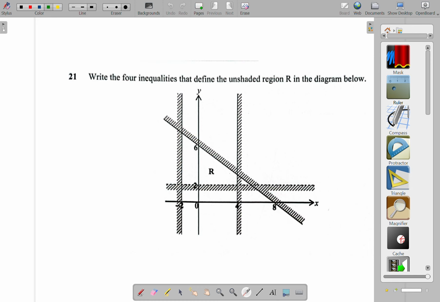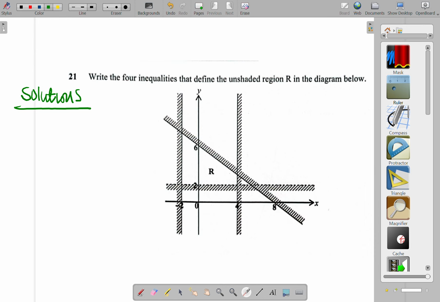Okay, so straight away, let's look at the solutions to this question. Here are the solutions. My first line is this. Look at this line here. This line passes at x is equal to -2. That's where this line is passing, at x is equal to -2.